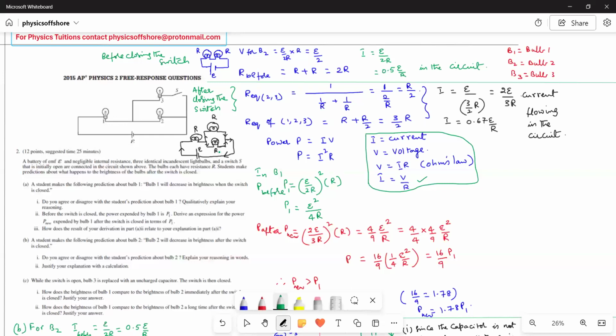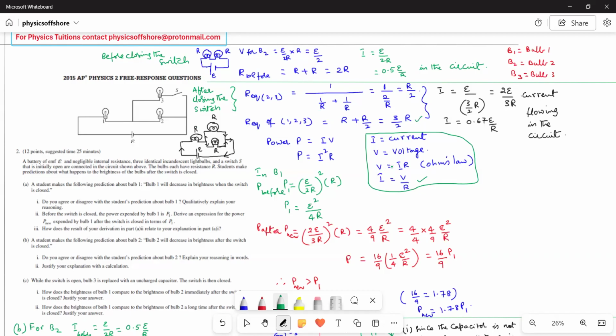Now we have to find the effective resistance of bulbs 2 and 3. So the effective resistance of bulbs 2 and 3 is R by 2. Here is the calculation, you can see R by 2. Now the effective resistance of the entire circuit is 3 by 2 R. So this is the effective resistance we found out.